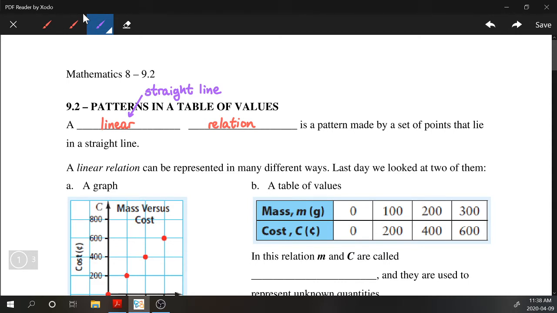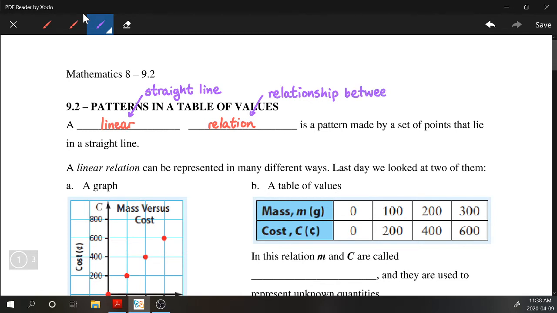Relation. A relation is just a relationship between, well, for us, two sets of numbers. It can be more than two sets of numbers, of course, but for right now, just the two sets of numbers.